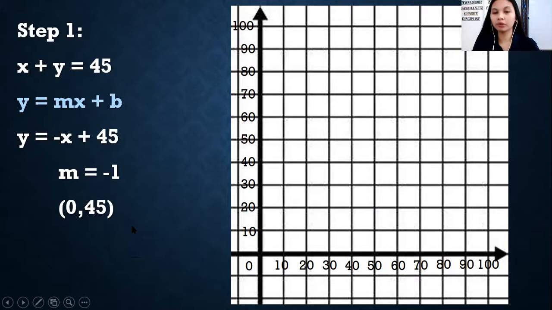Let's start plotting the points. We start at 0 and 45. Now, our slope is negative 1, so we count 1 to the right and then 1 down. If you noticed, the interval is too large, since our slope is only 1, so I can increase the scale. Although there is also 40 and then positive 5, it is basically like that.